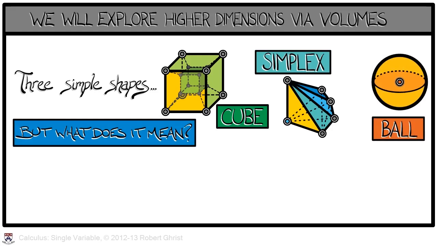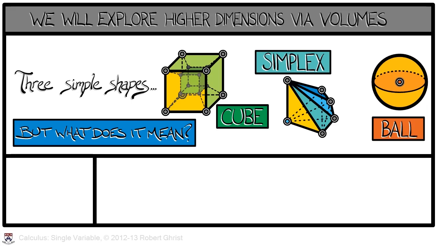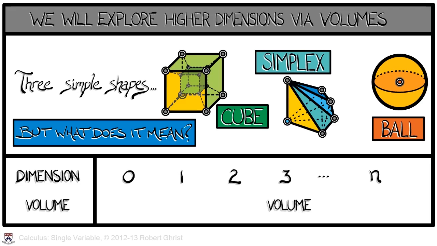Now, what do we mean when we say volume in high dimensions? Well, let's take a moment and think about that. As the dimension of an object goes from 0 to n, we know what three-dimensional volume means. That's simply volume. But we also know what two-dimensional volume means. That is area. What is one-dimensional volume? Well, that is really length.